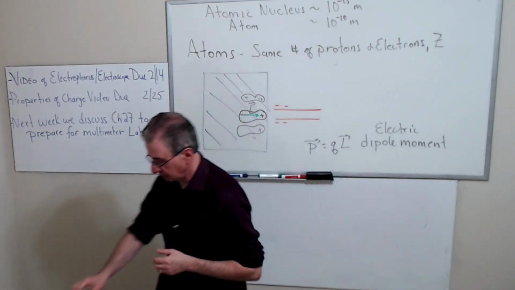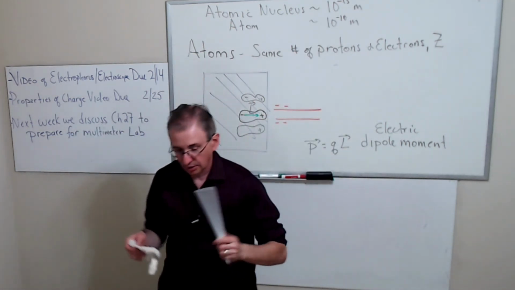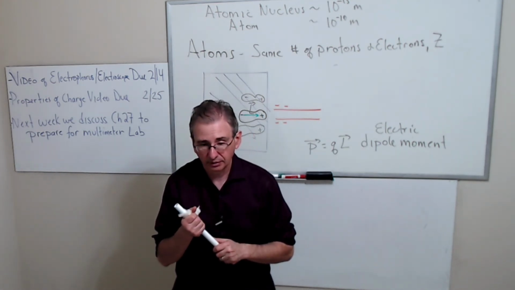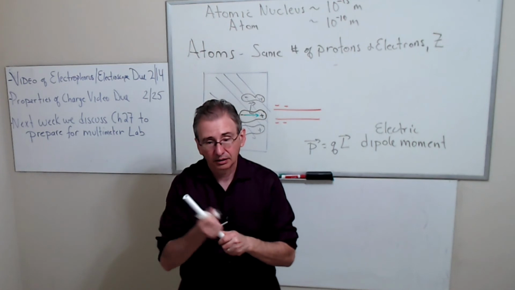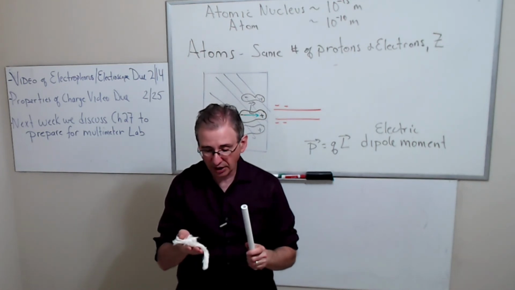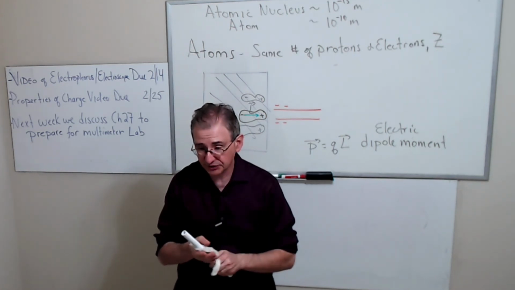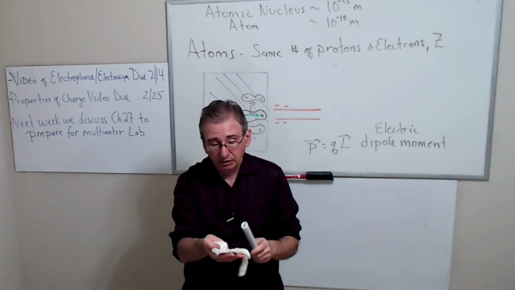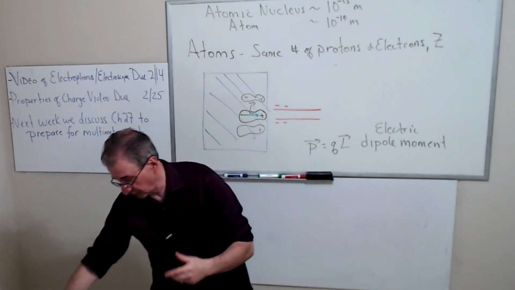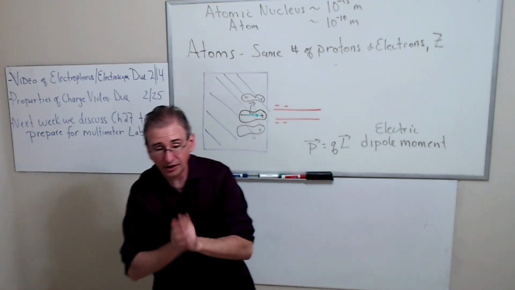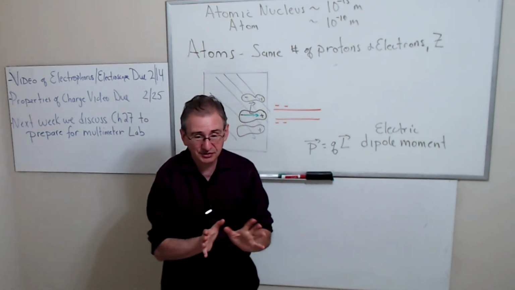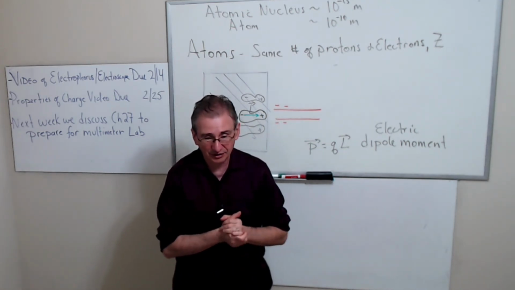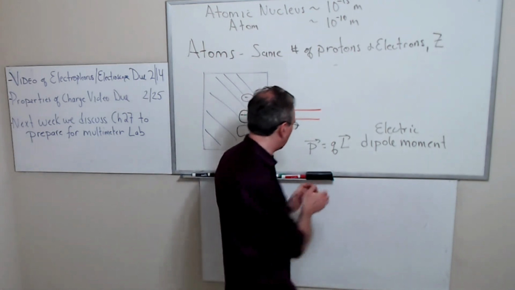When I take a PVC rod and I'm rubbing it with fur, I am transferring charge from the fur to the PVC rod. In fact, the PVC rod becomes negatively charged. The fur becomes positively charged because it's losing its electrons. It's only the electrons that move. The positive charge doesn't move, because if the positive charge moved, you'd be changing the atom or the molecule completely.